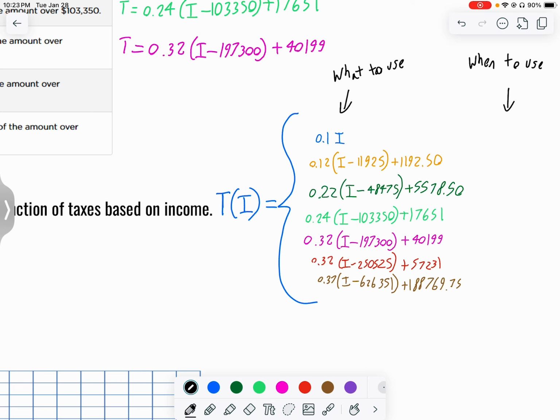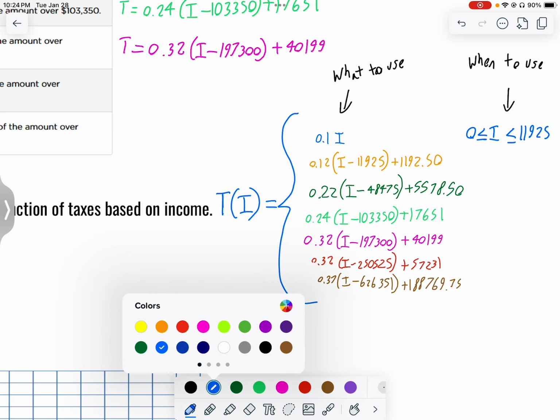All right. Let's go ahead and kind of think about when we want to use this. The first one is 0.1I, or 10% of your income. So we know that it's going to start whenever you have an income of 0, and it's going to go until your income reaches 11,925. Now the reason I can tell that without looking anywhere else is I can actually see it on the next problem. It's right there. And it's kind of nice to be able to do that.